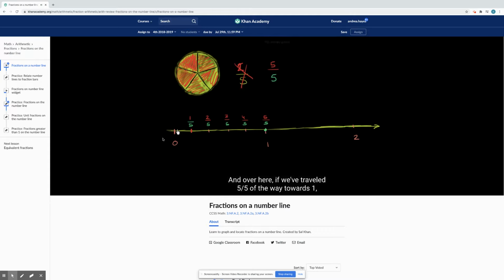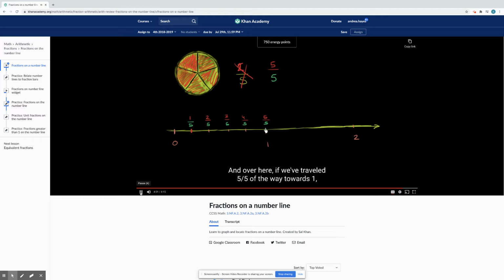And over here, if we've traveled 5/5 of the way towards 1, we've gotten to the whole 1. 5/5 is the exact same thing as 1. It is equal to a whole.